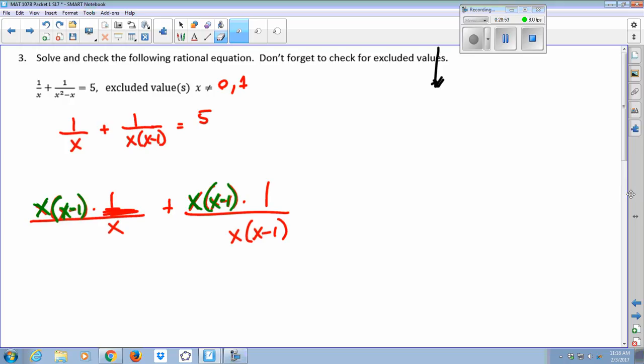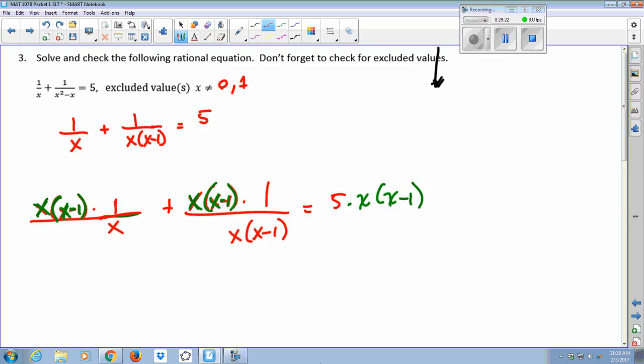And now I have to multiply my 5, which is on the right side. We can't forget about 5. That has to be multiplied by x times x minus 1. So the whole purpose of doing this is to clear out those denominators and make this equation have just a 1 in the denominator.